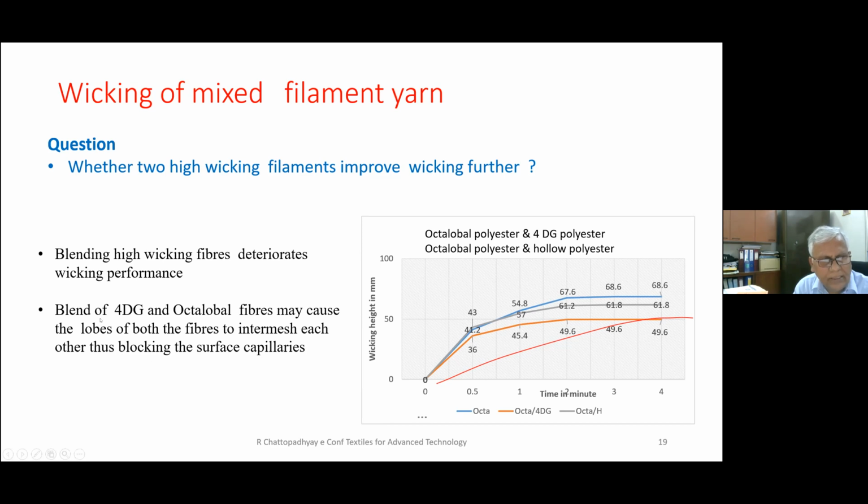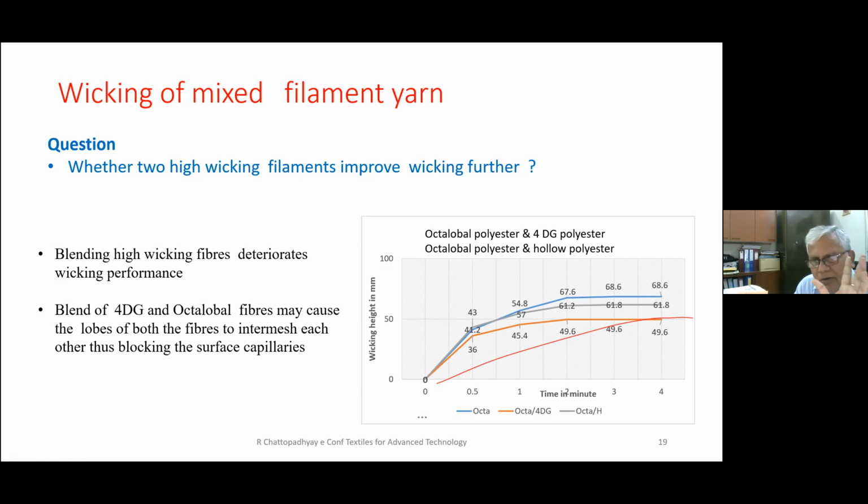Sometimes what may happen is that, in this case, it was found that blending or mixing of 4DG polyester and octalobal polyester fiber may cause the lobes of both the fibers to intermesh, each of them therefore blocking the surface capillaries of the individual fibers. The surface capillaries exist in the case of 4DG fibers and also in the case of octalobal fibers. So when these two filaments are taken together and twisted, there is an intermeshing, and therefore some of these surface capillaries are blocked completely, and the movement of the liquid becomes slower. So that possibility may exist.